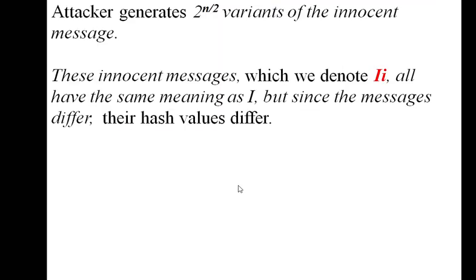So what does the attacker do? The attacker generates 2 to the power n by 2 variants of the innocent message, which we denote I. All of them have the same meaning as I, but since the messages differ, their hash values differ, isn't it? But in our example, hash values do not differ even though the messages differ. That is why the attacker generates 2 to the power n by 2 variants.